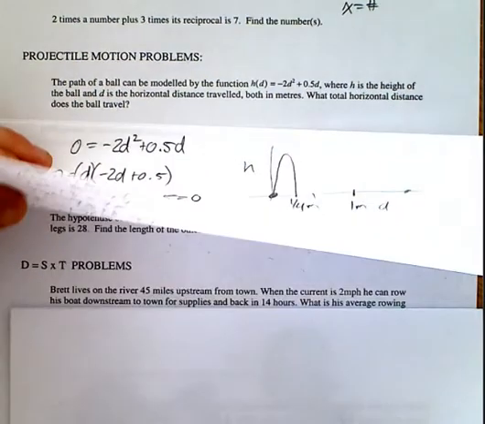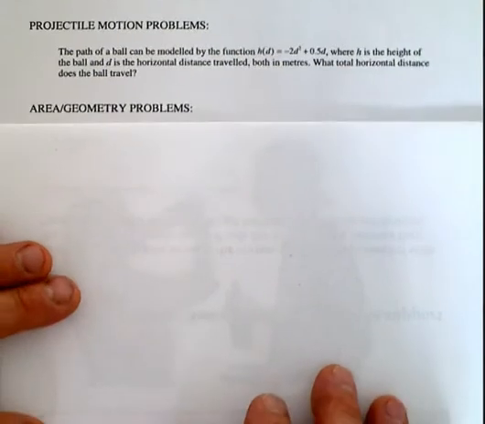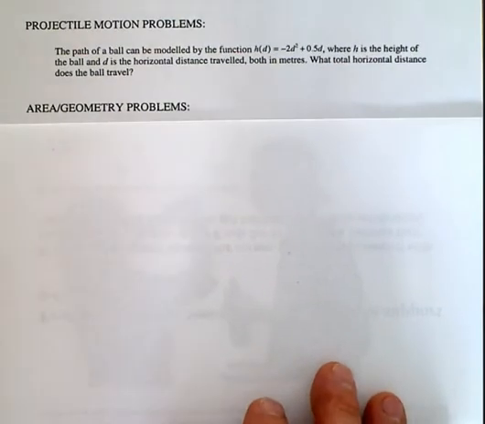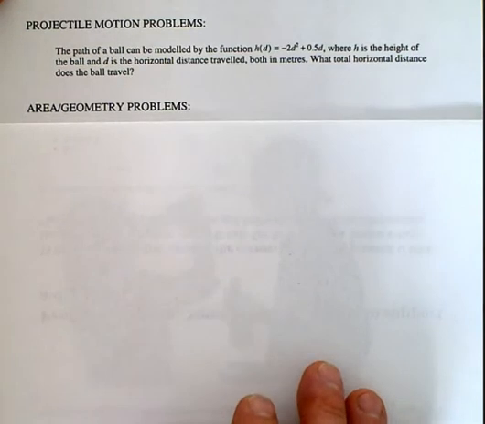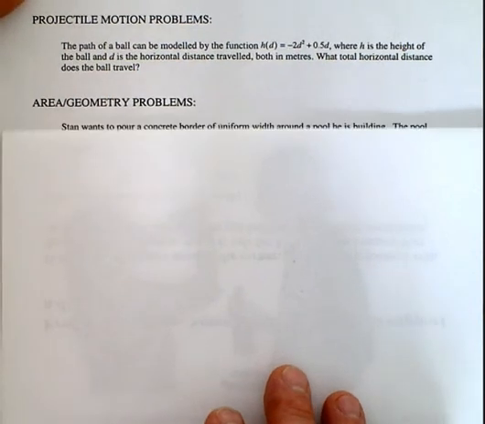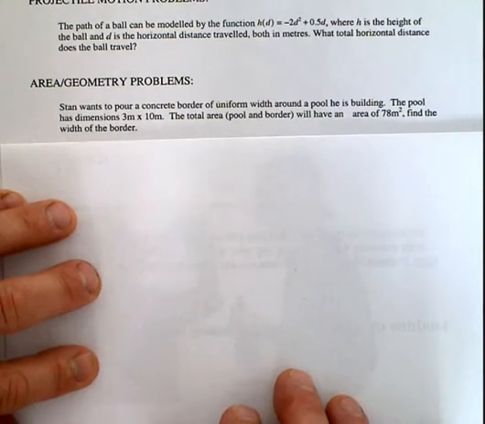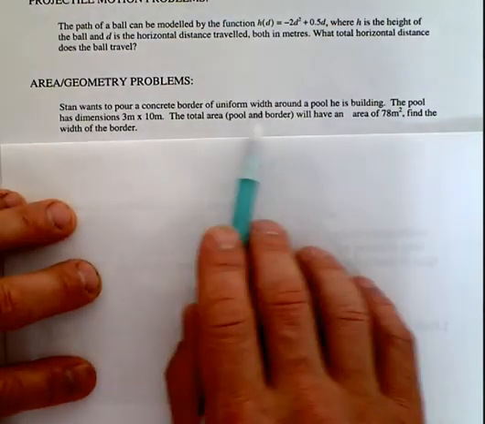So area problems, these are another one. It's geometry involving some rectangles. You might have to deal with some circles. I'll give you the formula for the surface area, for the area, for the perimeter. Any formulas you need, you will get, right? So here we go. First one is a uniform border around a pool.